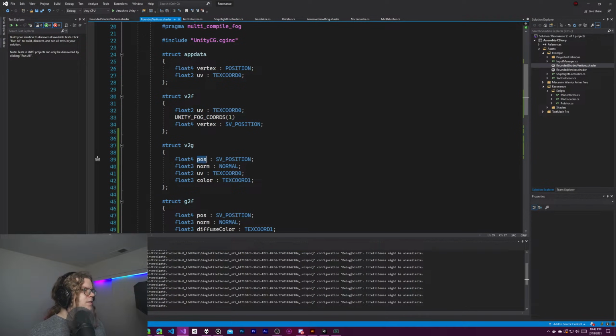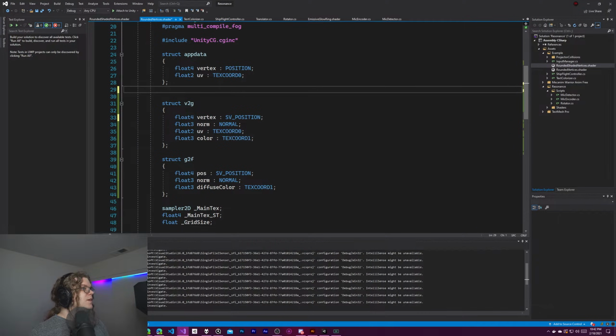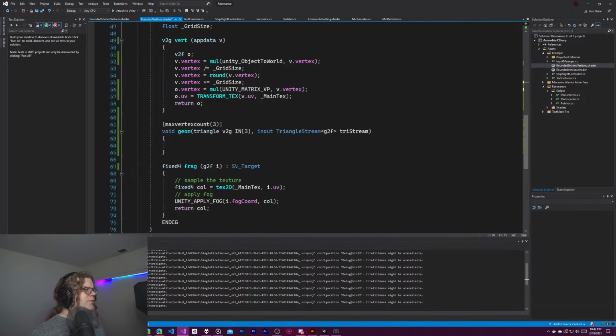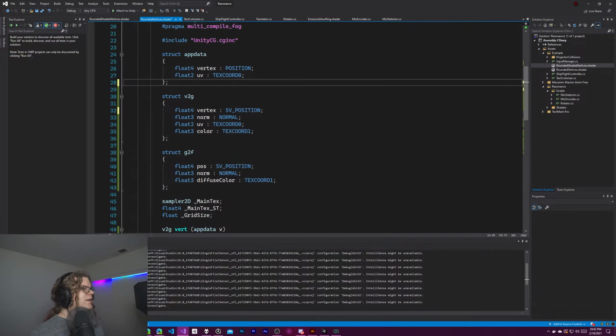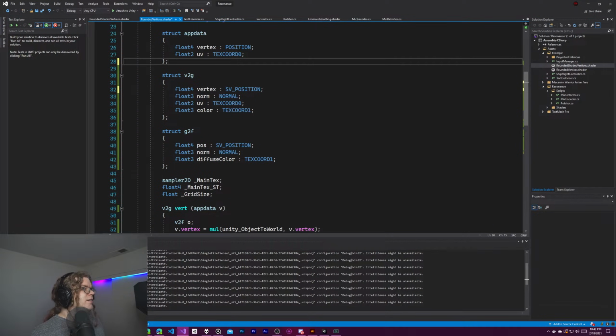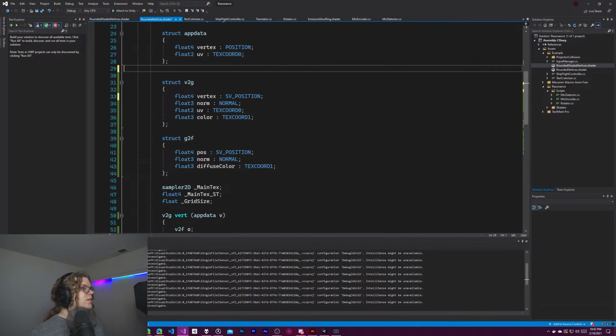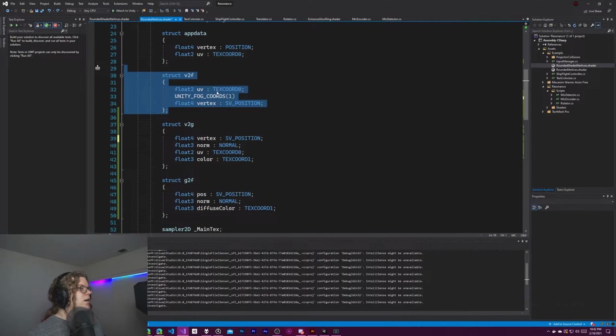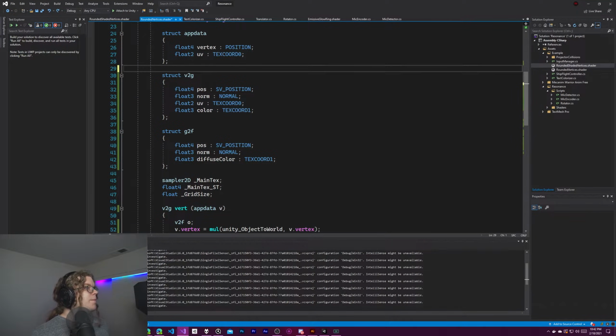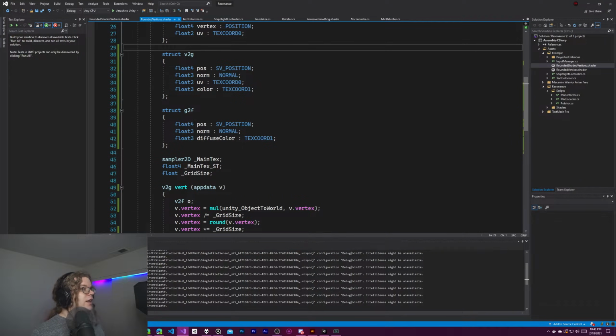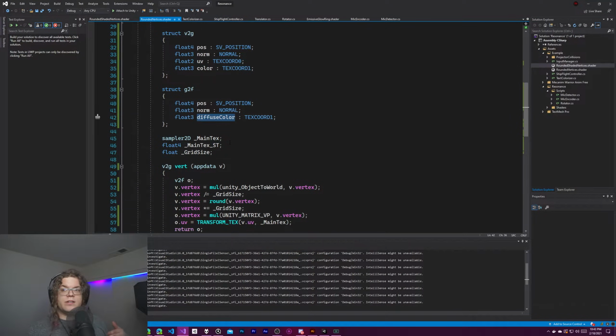Position. Why did I call it position? Let's just call it vertex. Cool. And there we go. I don't think we're using app data. App data, is it used? It is used. Okay. We pass in our vertex there. Then we can probably just use position. Position will be fine. So there we go. We have position, we have a normal, we have a UV, and a color. And then we have a position, a normal, and a diffuse color. The diffuse color is just whatever color we're going to use.